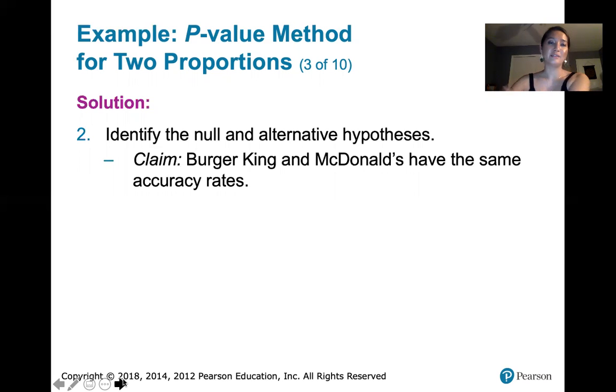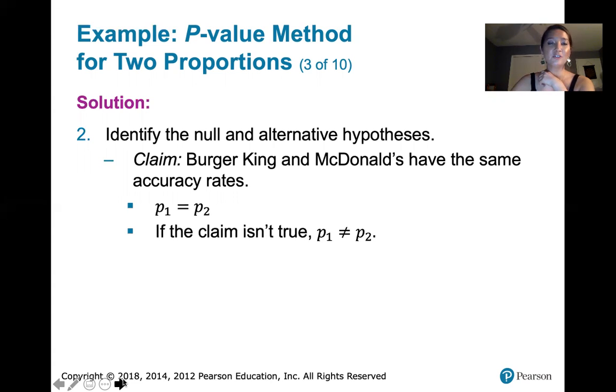So the claim in the problem statement was this: Burger King and McDonald's have the same accuracy rates. So that's saying that the probability of getting an accurate order at McDonald's is the same as the probability of getting an accurate order at Burger King. Or alternatively, the proportion of accurate orders at McDonald's is the same as the proportion of accurate orders at Burger King. So the claim is that P1 and P2 are equal to each other. I'm using P1 to represent the proportion of accurate orders at Burger King, and I'm using P2 to represent the proportion of accurate orders at McDonald's.